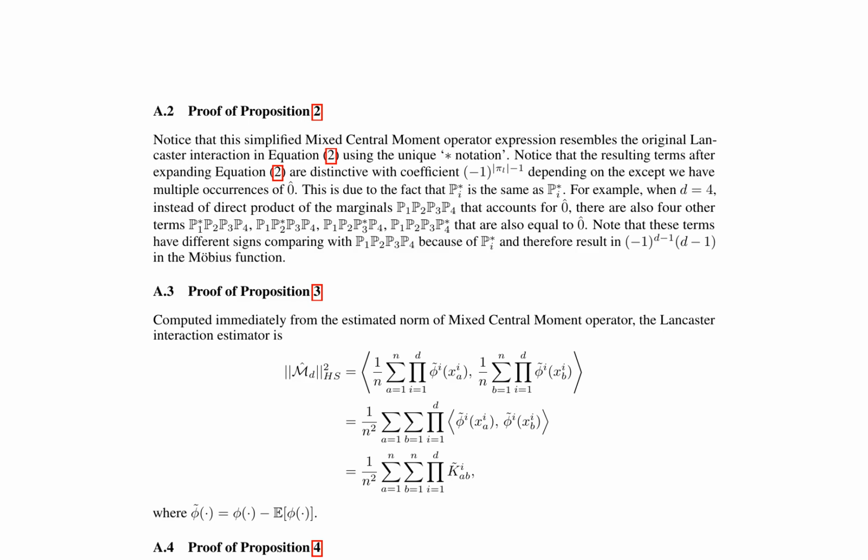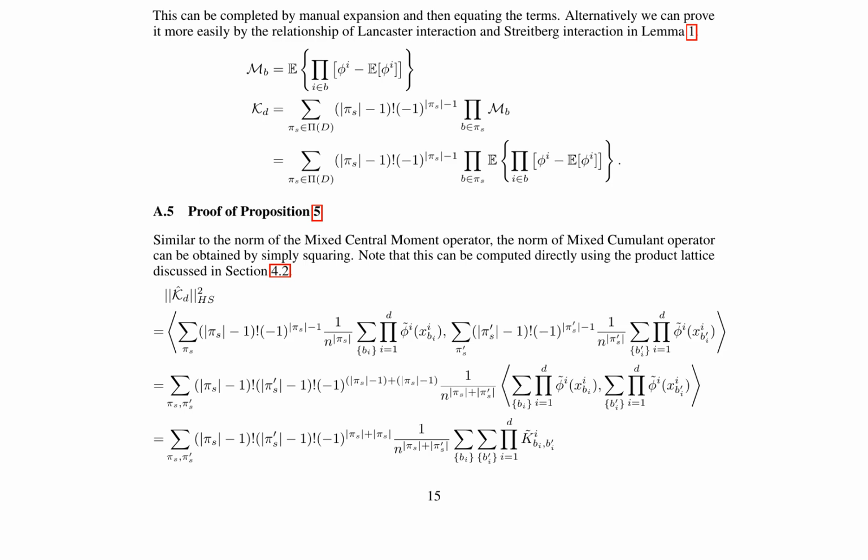Following this, the proof of proposition 4 is presented, which can be achieved through manual expansion or by utilizing the relationship between Lancaster interaction and Streitberg interaction as stated in Lemma 1. This proposition essentially expresses the Lancaster interaction as a sum of Streitberg interactions across different partitions of the dataset.